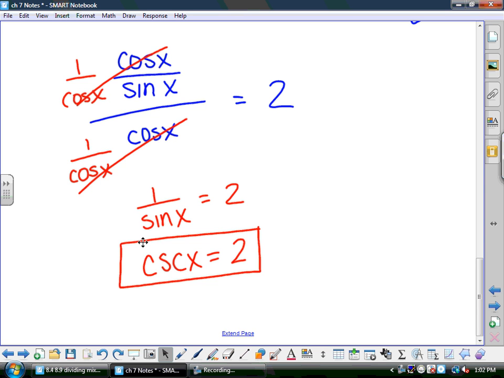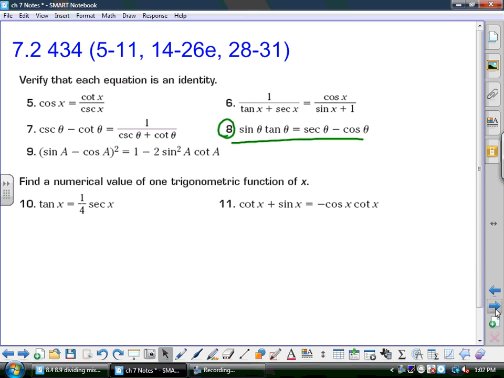The homework in this section for you to work on is on page 434, 5 through 11, 14 to 26 even, and 28 to 31 all. And there's a worksheet from section 7.2 to work on also.